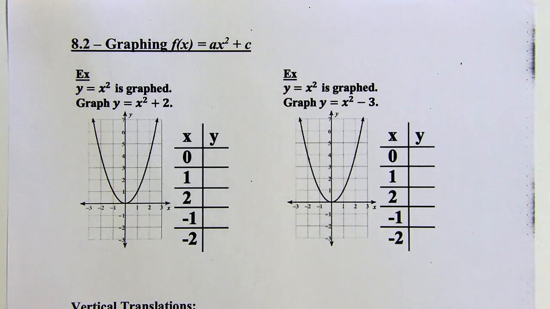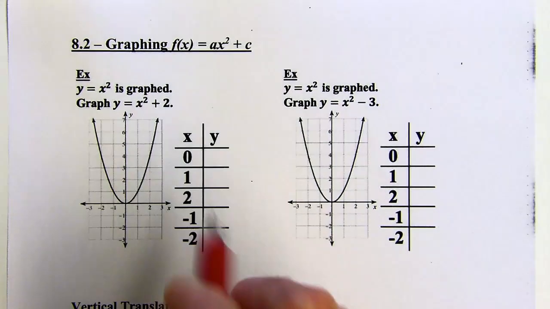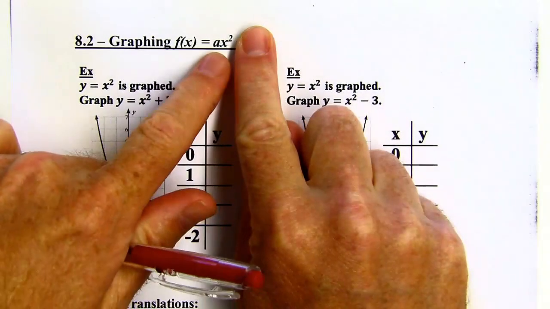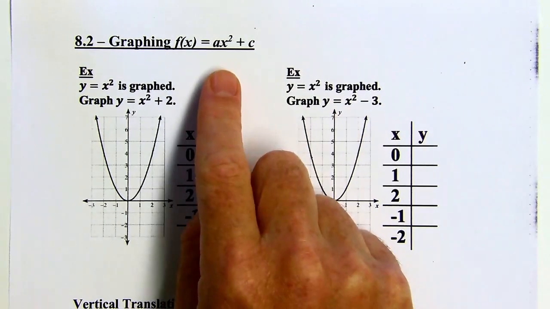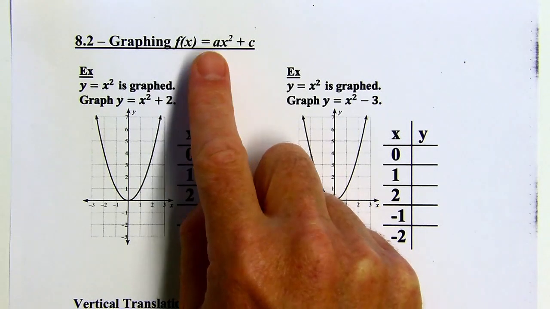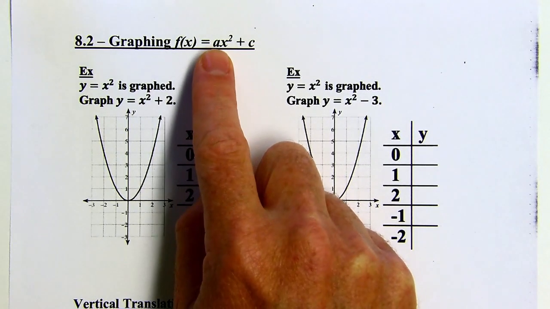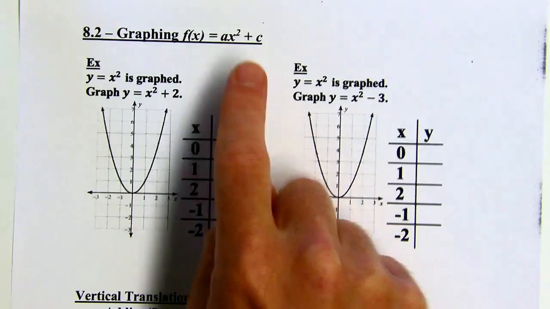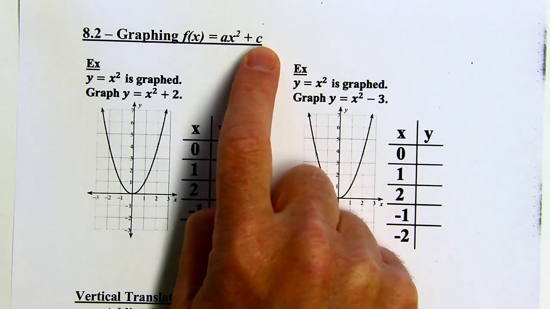8.2, graphing f of x equals ax squared plus c. So in the last section, 8.1 was called graphing f of x equals ax squared. So this is going to be a parabola anytime this is going to be a quadratic function. And we looked at what happens when you have a coefficient in front of the x squared. Okay, so I'll review that in here. But now we're also going to be adding or subtracting something to the end of the function.